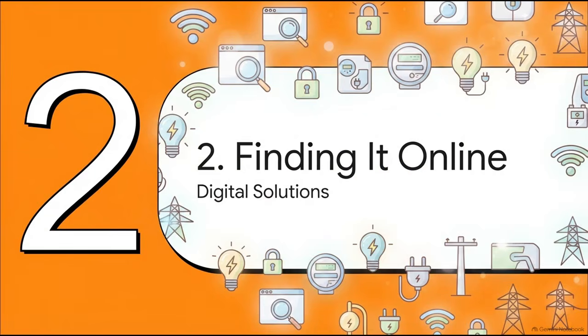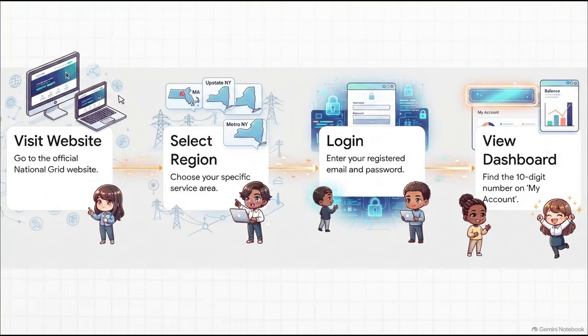Moving right along to Section 2, finding it online. Let's walk through the standard desktop portal first. You'll start by visiting the official National Grid website. Now, because their system is organized regionally, your very first step is going to be selecting your specific region, like Massachusetts, upstate New York, or Metro New York. This just makes sure you're connected to the right database.